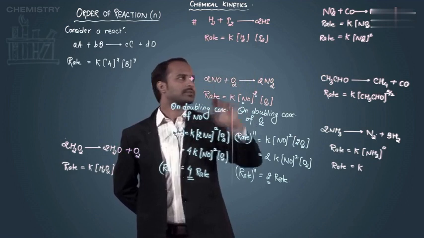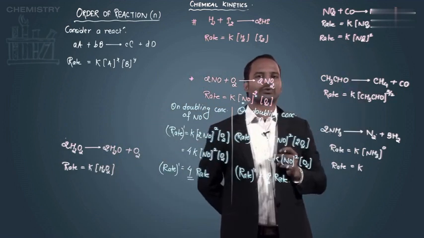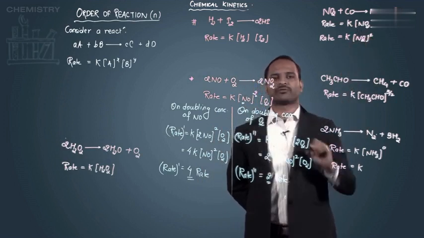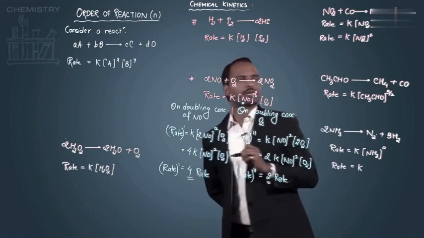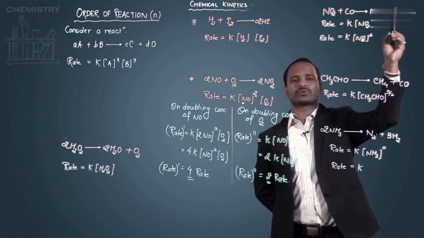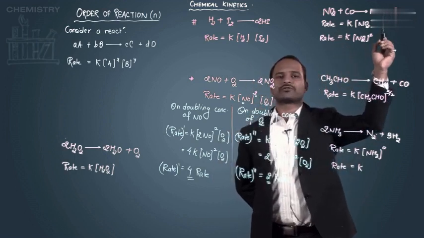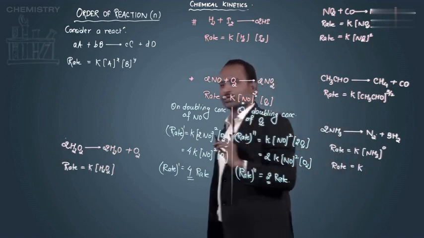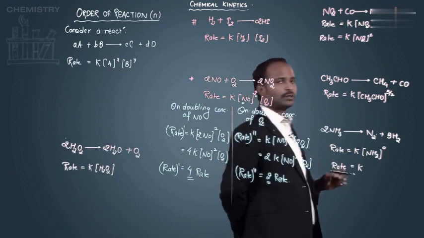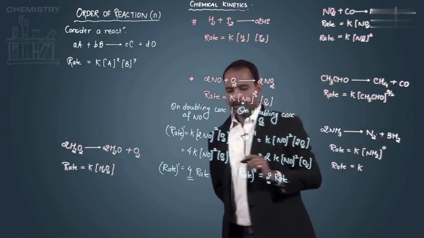Again 2 times. In this case, if I'm doubling the concentration of NO2, there will be 2, it will come outside as 4, which means the rate of reaction changes by 4 times. If I am doubling the concentration of carbon monoxide, it will be 2 raised to 0, which again is going to be 1. Means on doubling the concentration of carbon monoxide, the rate of reaction does not change, that is, the rate of reaction does not depend upon carbon monoxide, and that's why the power is 0. Power is 0 means rate does not depend on it.